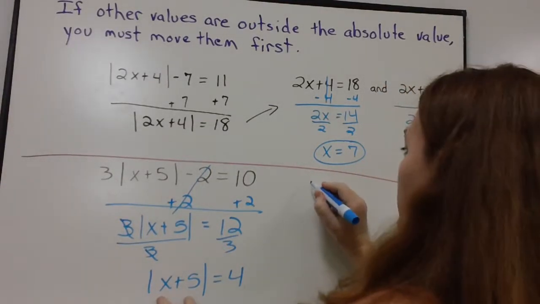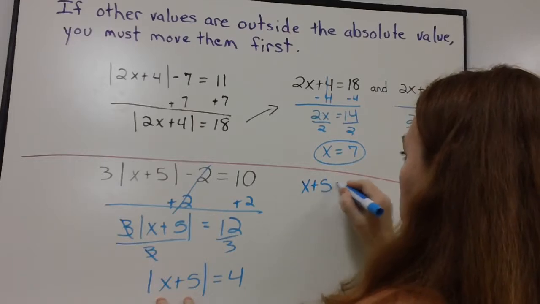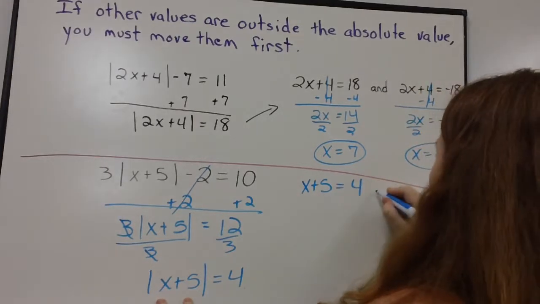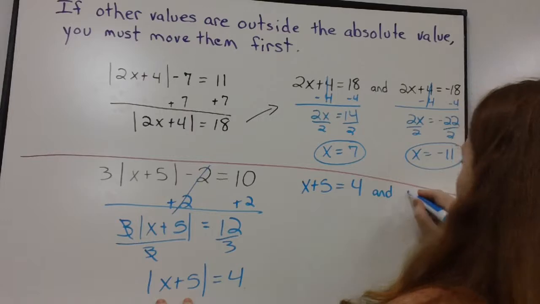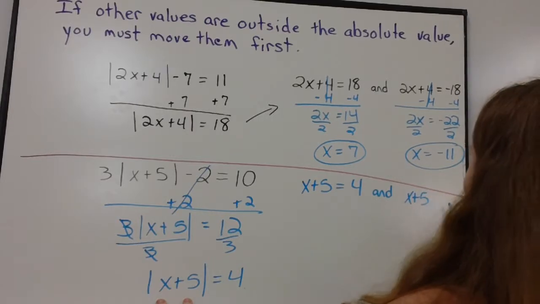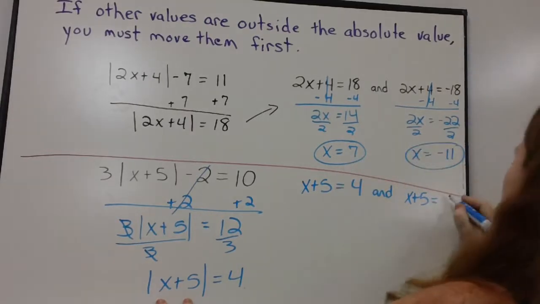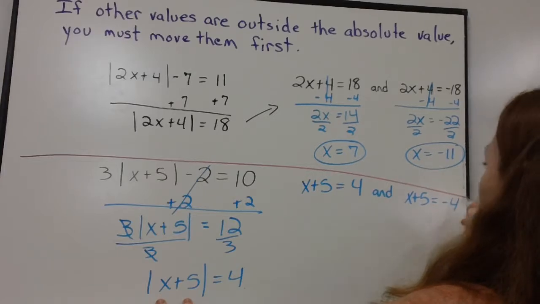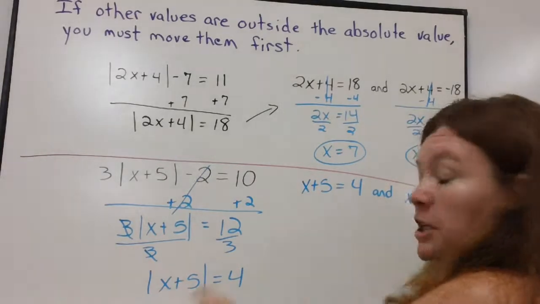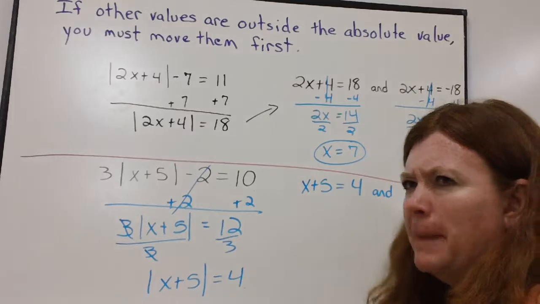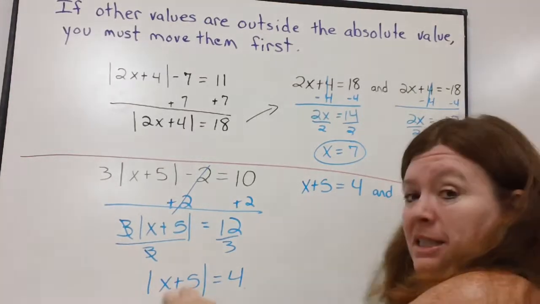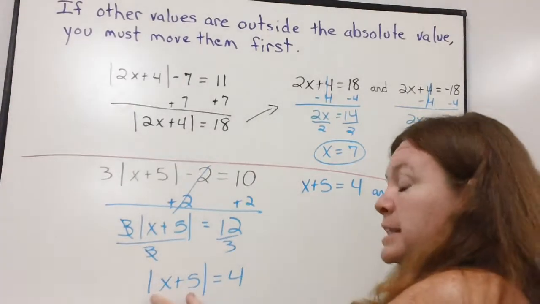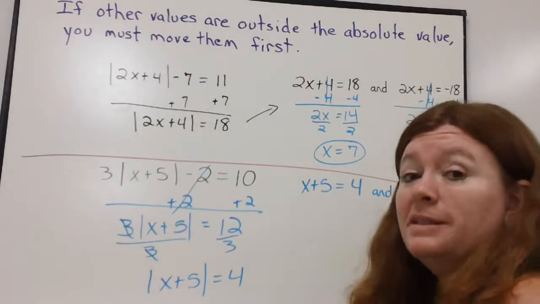So I want to know, when is x plus 5 equal to 4? And when is x plus 5 equal to negative 4? Now notice I did not change the x plus 5. I don't make it a minus. I don't ever change what's inside. I just want to know, when is this equal to 4 and when is it equal to negative 4?